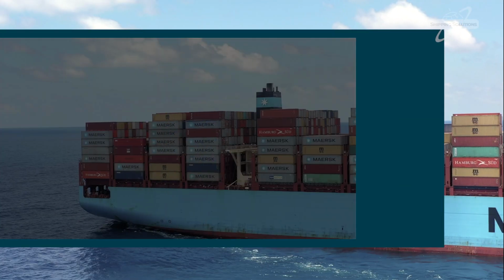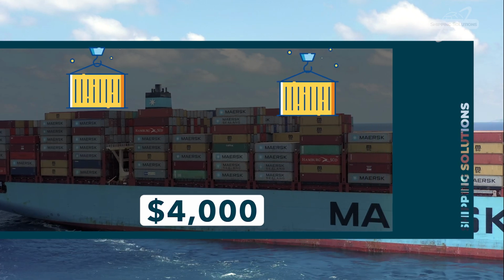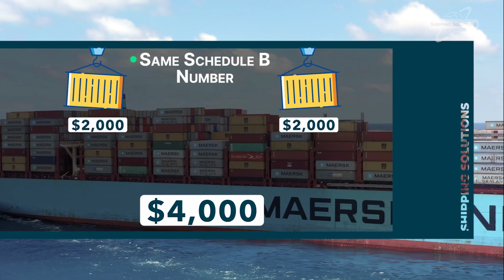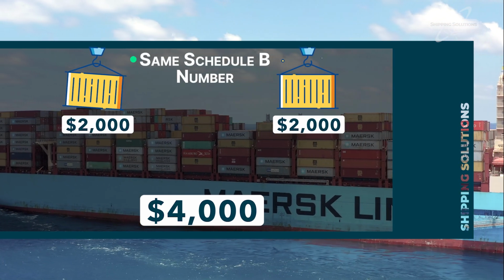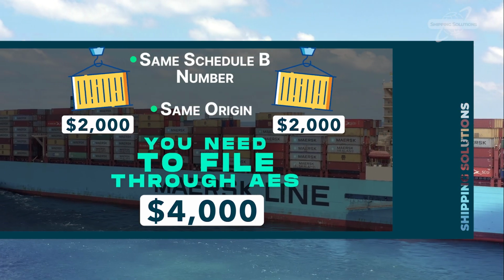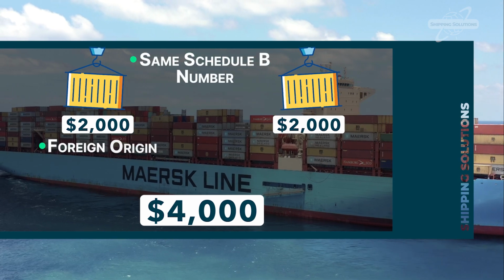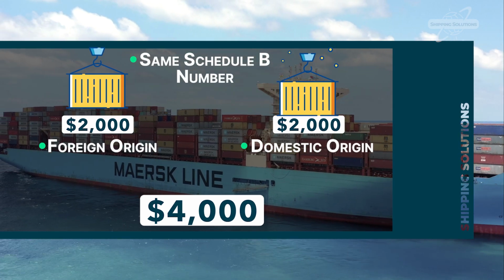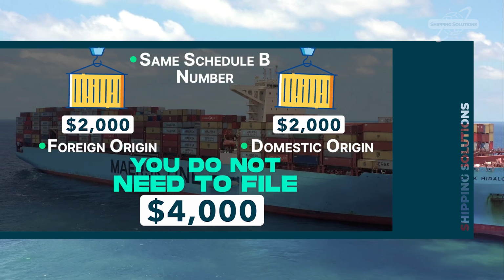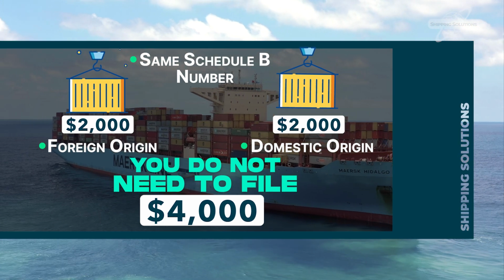For example, if you have a shipment valued at $4,000 that includes two items with the same Schedule B number, valued at $2,000 each, and both are of domestic origin or both of foreign origin, you need to file through AES. However, if one of the items is of foreign origin and one is of domestic origin, then you do not need to file, because the items by Schedule B number and by origin are only valued at $2,000 each.